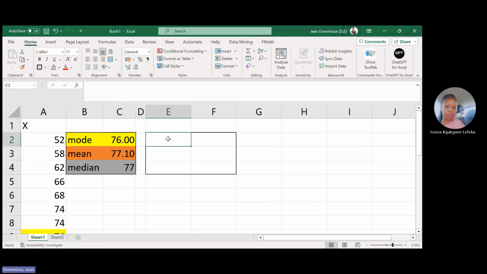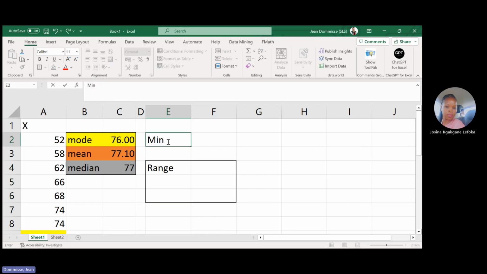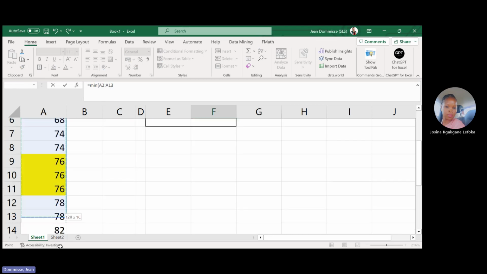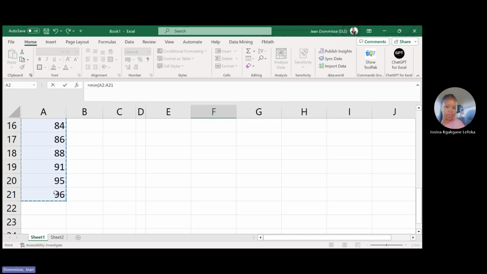We don't have a function for range in Excel. So what we need to do for range is, and I'm actually going to add it, we need to say what's the minimum value that we have. There's a function for that, and that's normally the first value. So that was 52.